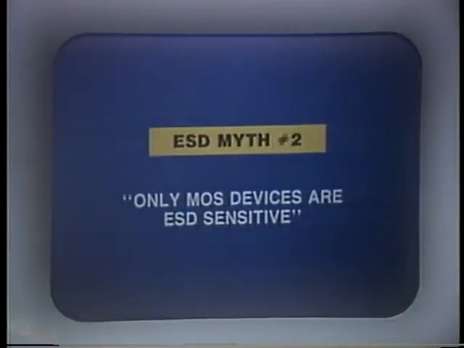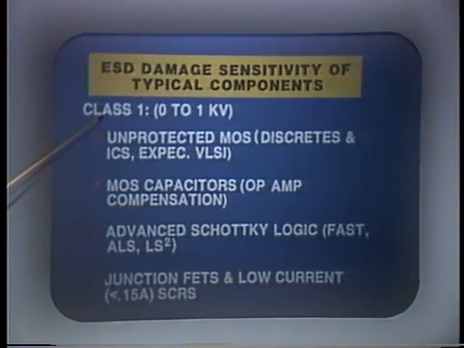This brings me to the second most widely held misconception about static electricity, which is that only MOS parts are sensitive. Let's take a look at that belief. We have defined some classes of sensitivity for parts. Class 1 are those parts which are most sensitive. And just as you expected, MOS parts lead the list.